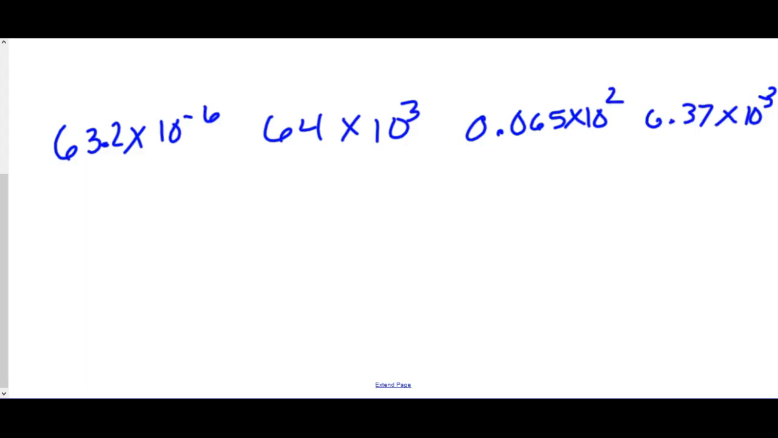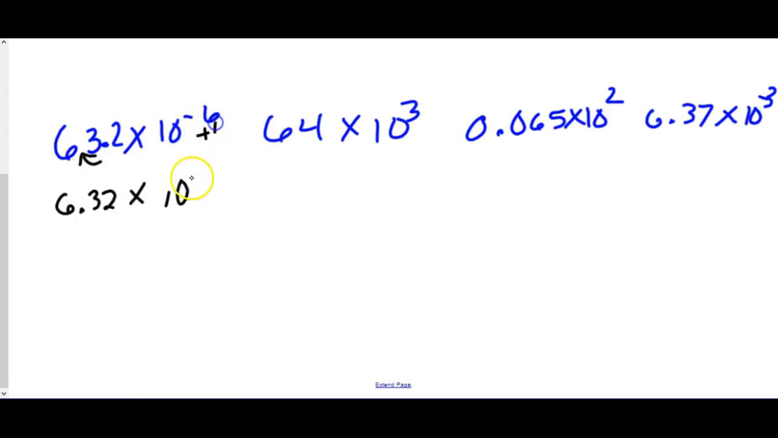So we can put these in order, but notice not all of them are in correct scientific notation. Just because you have a number times 10 to the something doesn't make it correct scientific notation. Here the decimal should be after the 6. Same thing here, it should be 6.4. Here it should be 6.5. So we've got to change this. So we move 1 to the left. When you do that, you're getting bigger, so you add 1 to the exponent.